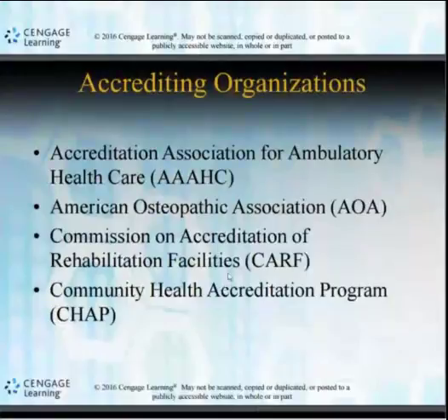Now, next are some accredited organizations, and again in your book, pages 35 and 36 go through many of these accrediting agencies. For the most part, their name will help you determine what they're accrediting. So on this page, you see we have the Accreditation Association for Ambulatory Healthcare, the AAAHC. Of course, that'd be ambulatory care. Osteopathic is AOA. CARF is the Commission on Accreditation of Rehabilitation Facilities, and then the Community Health Accreditation Program is CHAP.